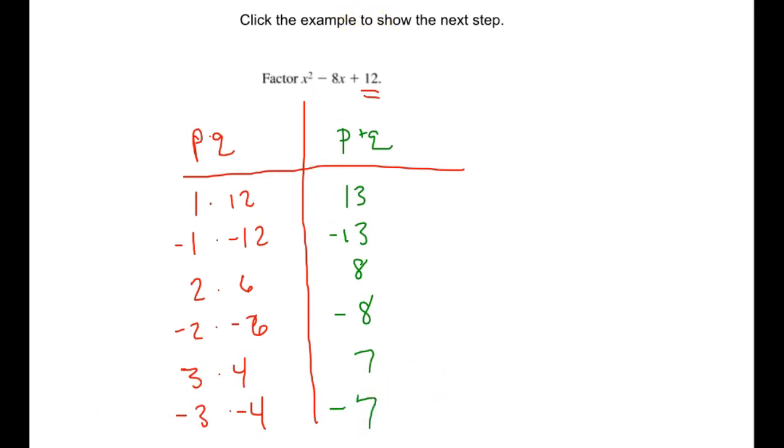So now that I've added them all together, I want to see what will add to this middle term, which is a negative 8. And I see that right here. So I know I'm going to be using these two factor pairs.